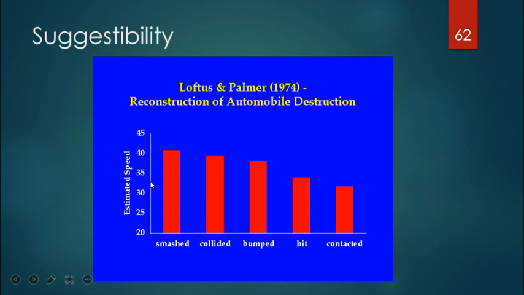That's a little hard to tell, but somewhere around 32, 33 miles an hour. A pretty steep drop simply based on a one word difference between the questions the participants were asked. So this is just a difference of one word, and we have this huge gap of almost 10 miles per hour on our speed estimates.